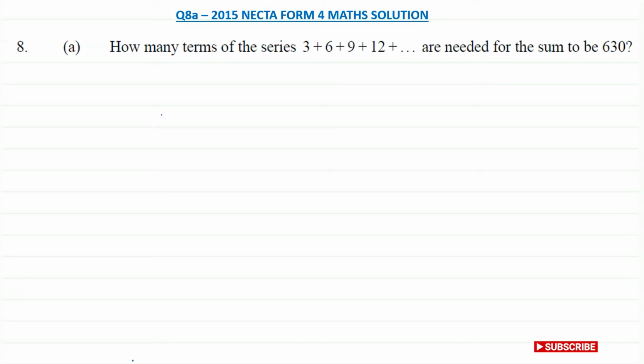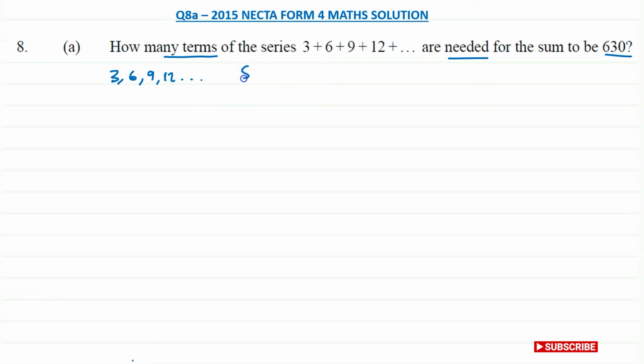We're going to do question 8a from NECTA 2015 Form 4 Math paper. So the question is about arithmetic series. Question says, how many terms of the series 3, 6, 9, 12 are needed for the sum to be 630? So we have series here 3, 6, 9, 12 ... and some numbers were added from this series, and then we got 630. So the question is asking us how many numbers were added, how many terms.